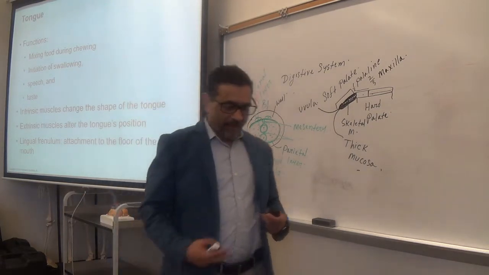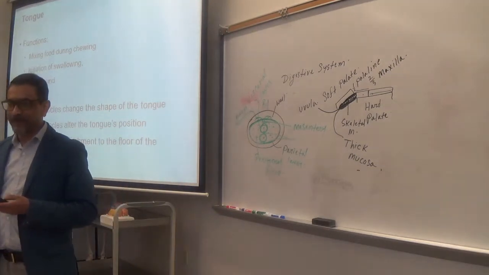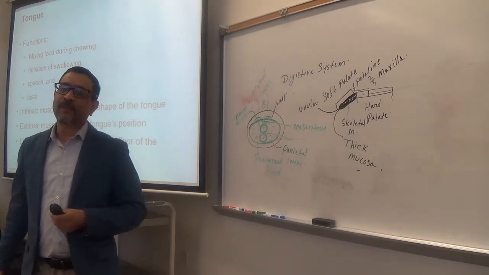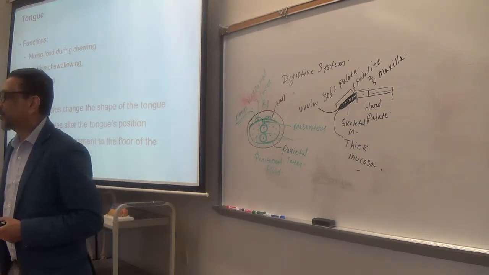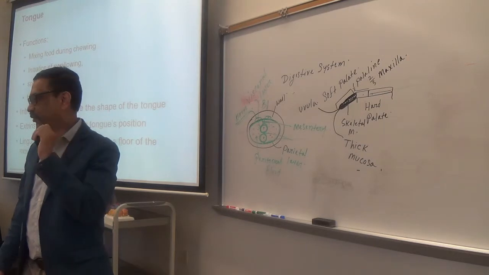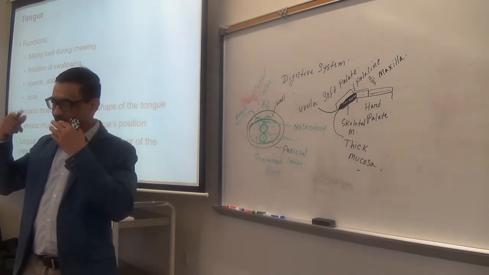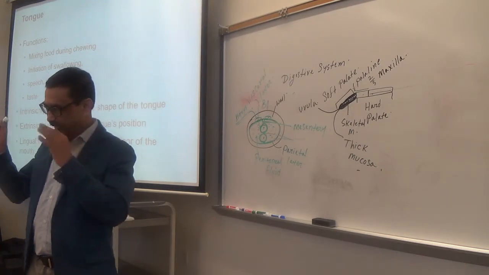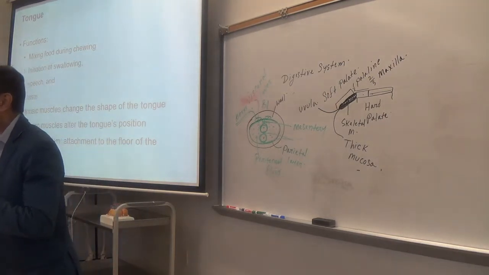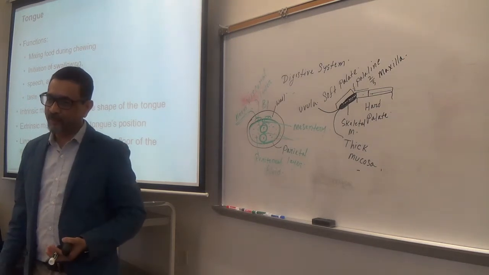Tongue. Tongue is very interesting. You can move the tongue in many different directions, right? And the tongue helps you in different functions. For example, the tongue gives you the taste of food, because taste receptors are in the tongue. The tongue helps you to mix the food with saliva. After salivary secretion, the tongue helps to mix the food with saliva and form the bolus of the food. The tongue helps you to swallow the food, deglutition.